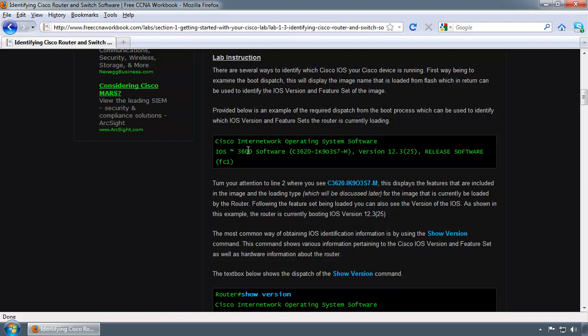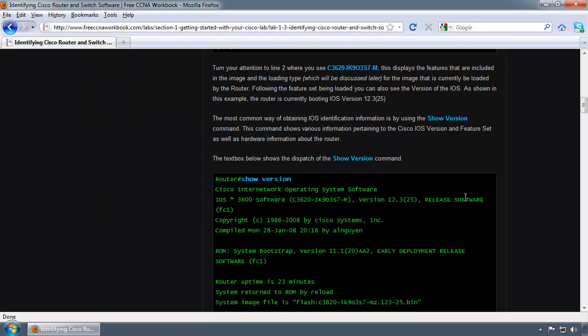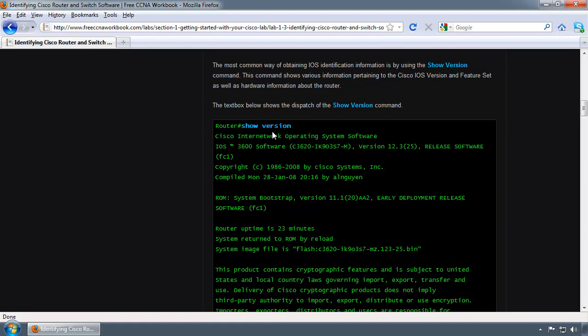First off, if you're first booting the router, typically when the router boots, you'll see something along the lines of this right here. And this can pretty much identify what IOS the machine is running. The key is actually understanding what these letters here stand for. There's a nice little chart on this page, which I'll get to, that identifies what features are included in this image. The other way of identifying the IOS on a particular platform is using the show version command.